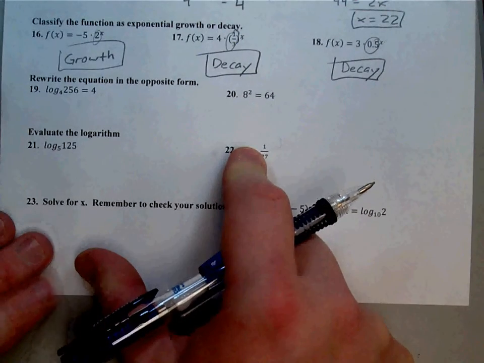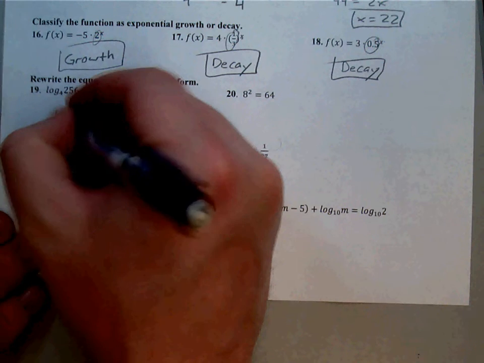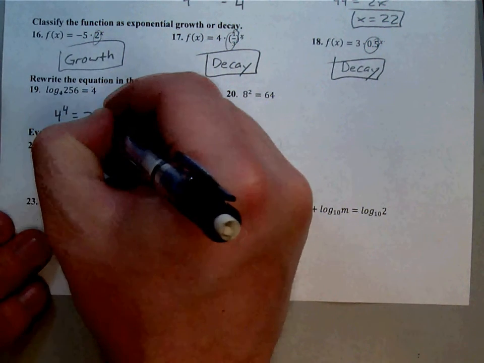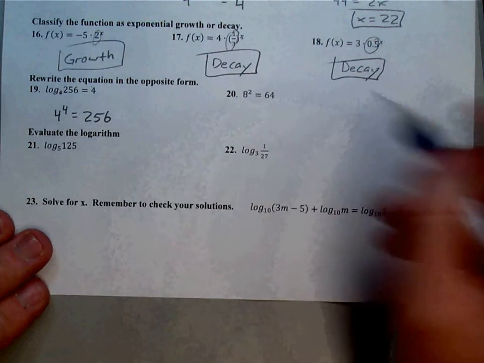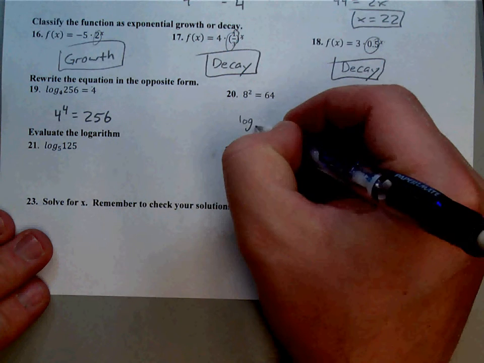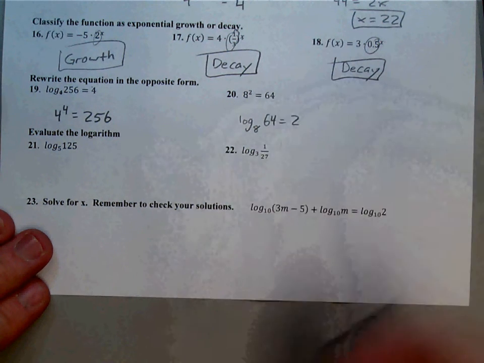Number 19, 20, rewrite in the opposite form. So number 19 is a log, so we have to write it as an exponential. So 4 to the power of 4 is equal to 256. Number 20, we have to go the opposite direction. We have an exponential, we have to write it as a log. So the base is 8, so we're going to say log base 8 of 64 is equal to 2.